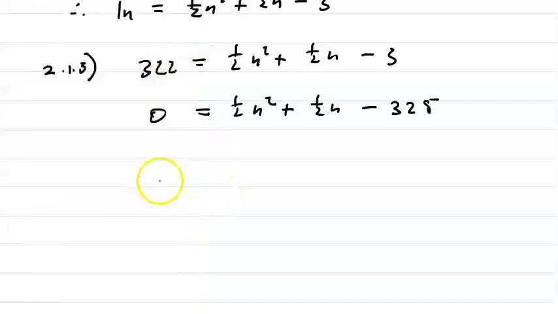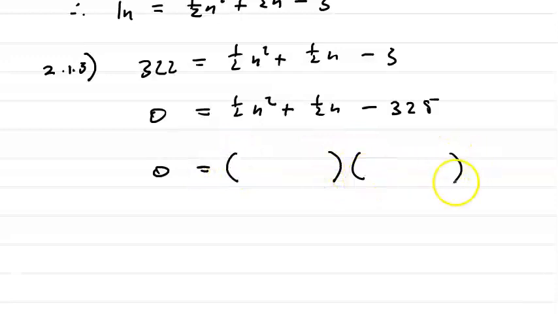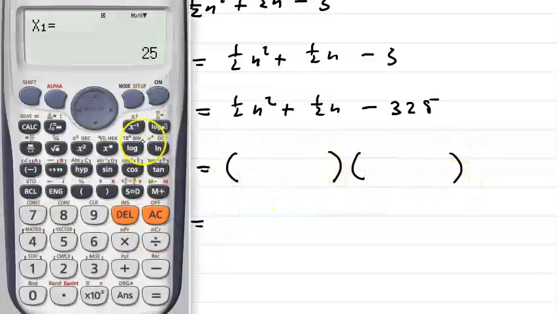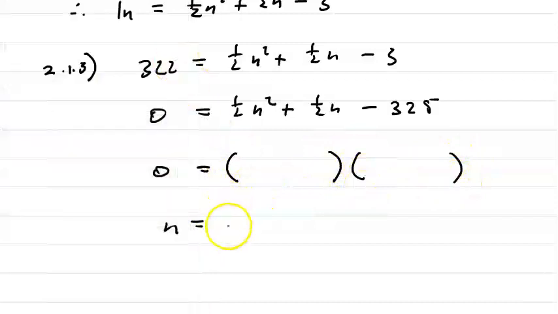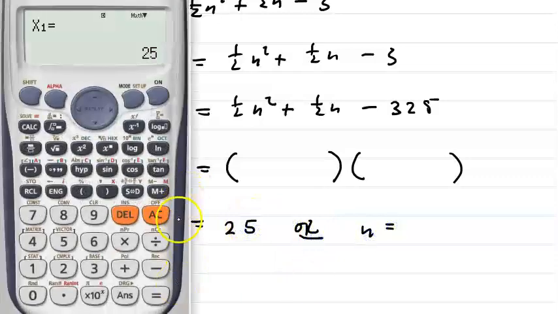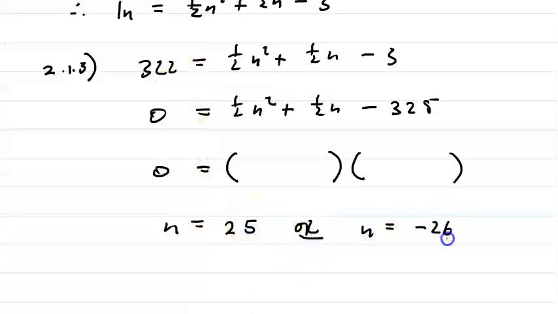Remember, n has to be a natural number. Okay, so leave a line now. Remember, you're going to come back and you're going to write your factors here. You have to write your factors. Okay, that's where you get marks there. So you're going to say n equals 25, or n equals, press equals again, minus 26. So you're going to say minus 26.